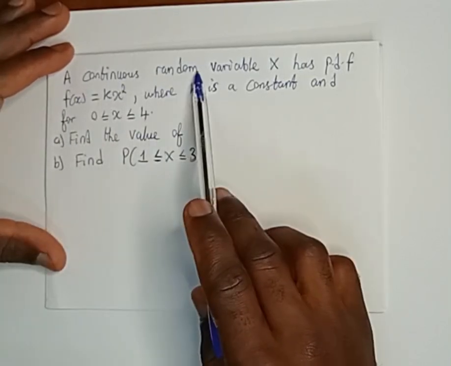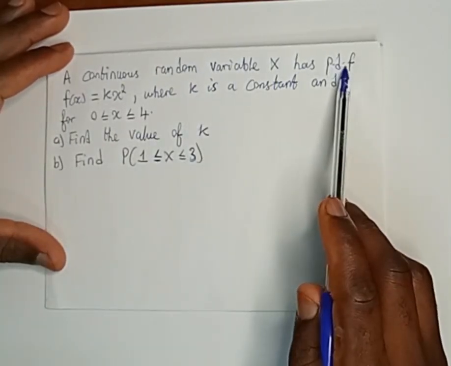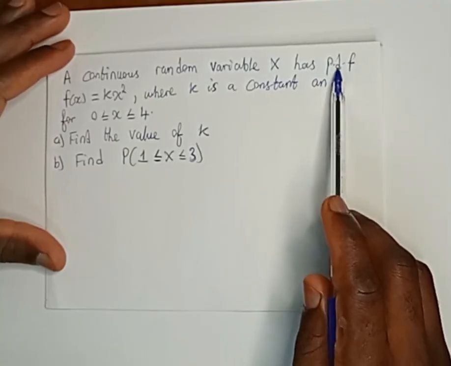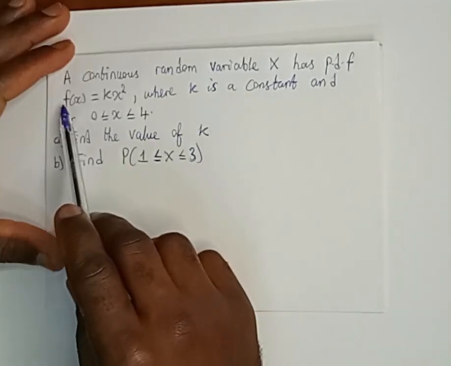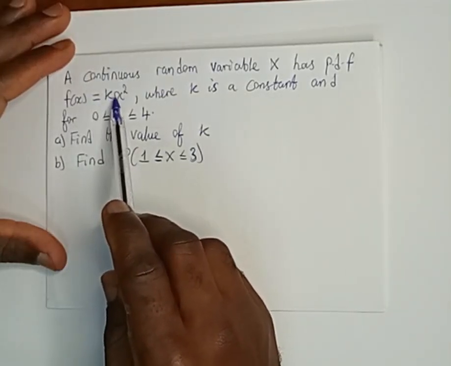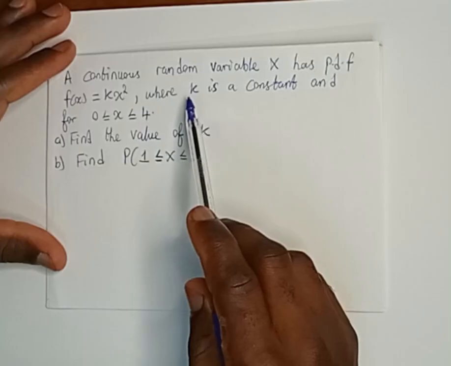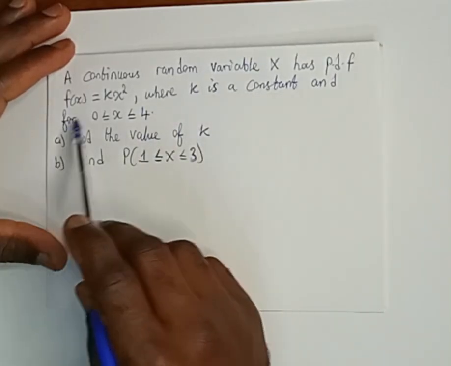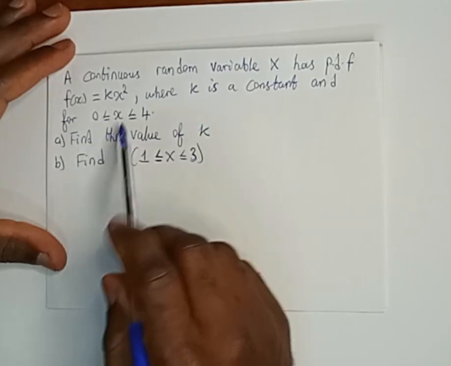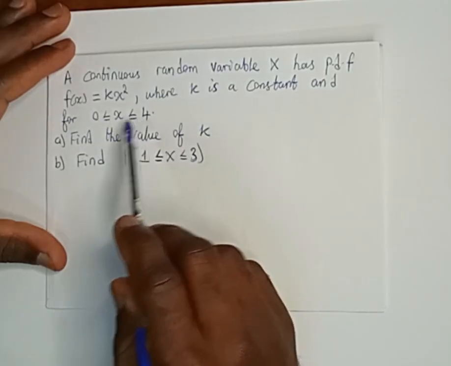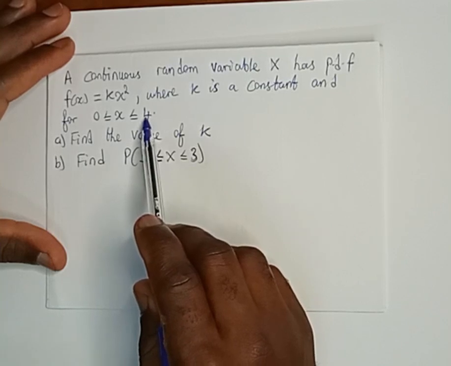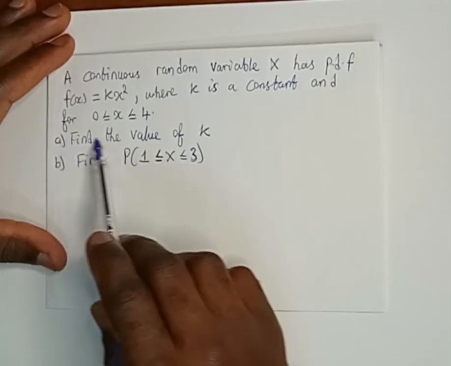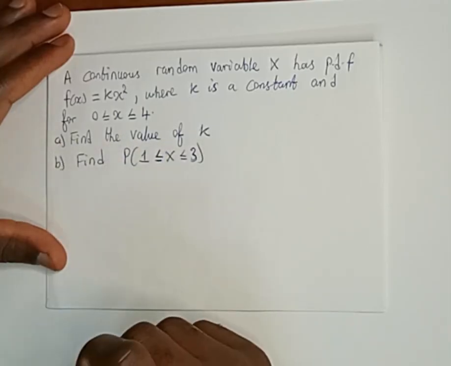A continuous random variable big X has PDF. PDF stands for probability density function f of x equal to kx squared, where k is a constant and for 0 less than or equal to x less than or equal to 4. This is the defined range of values for the PDF. Question A, find the value of the constant k.